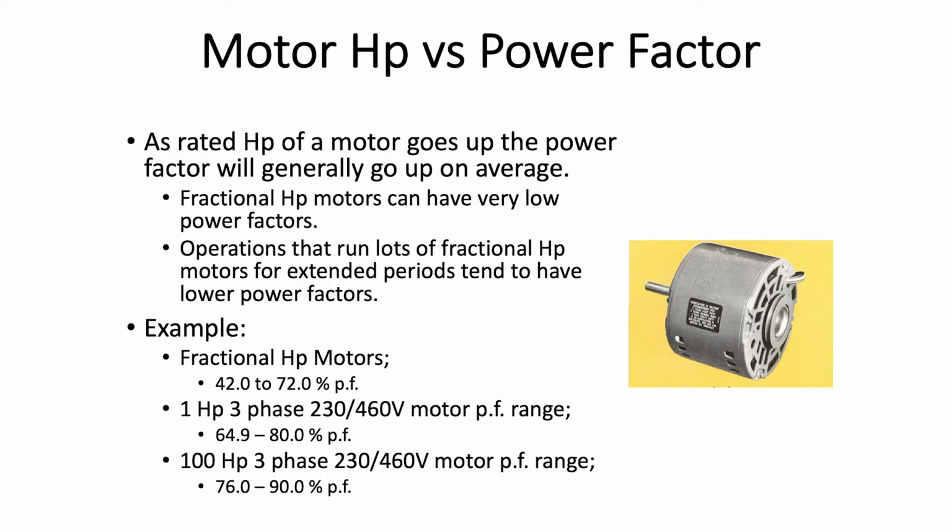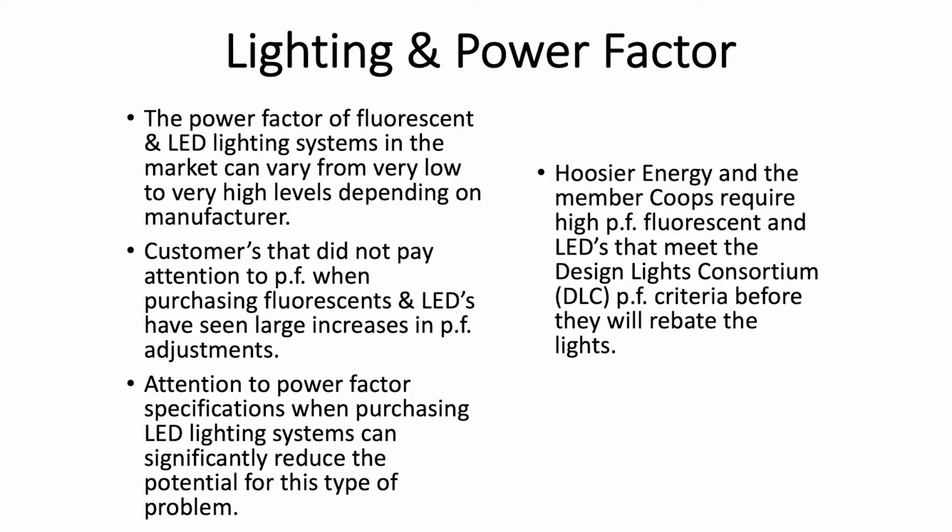You see, going to 1 horsepower increases that whole range quite a bit. 100 horsepower 3-phase, 76 to 90%. So those are the ranges that are available in the market. You can see some pretty significant differences here in terms of the high and the low in the market out there for power factor. Lighting and power factor, another one of those issues to watch.